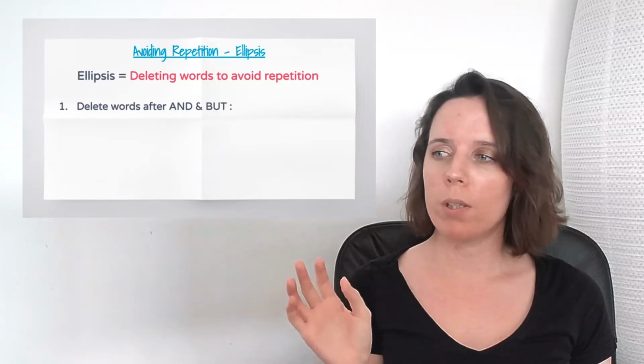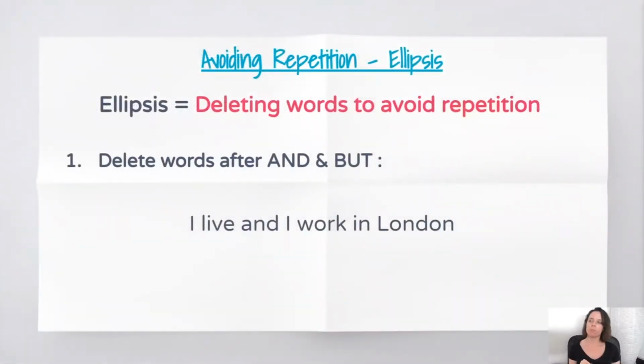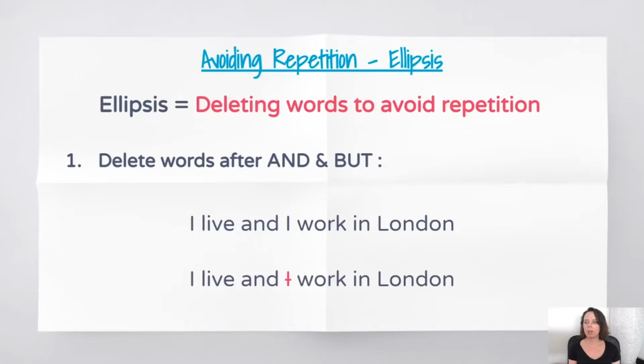The first one: we tend to delete words after the words and, but. Like in this sentence, for example, I live and I work in London. So you tell me, which word do you think you can delete from this sentence? I live and I work in London. It's the word I. You don't need that. We already know who I is because we've already written it, so you can delete that word. I live and work in London is perfectly fine.